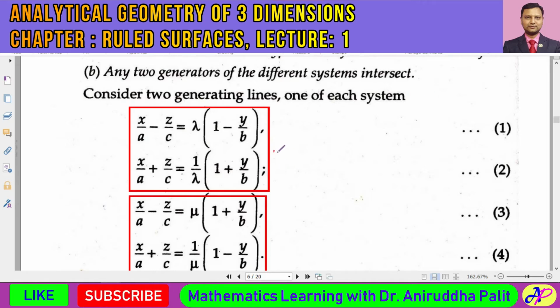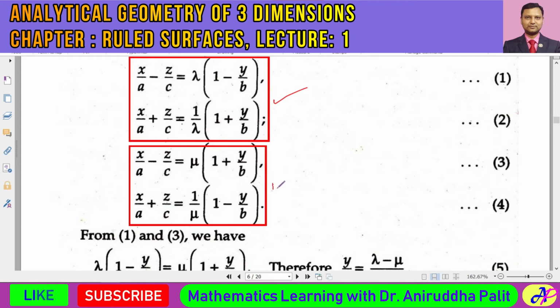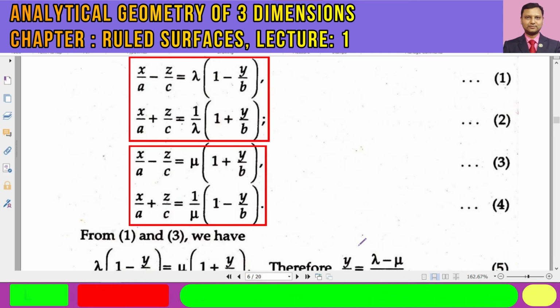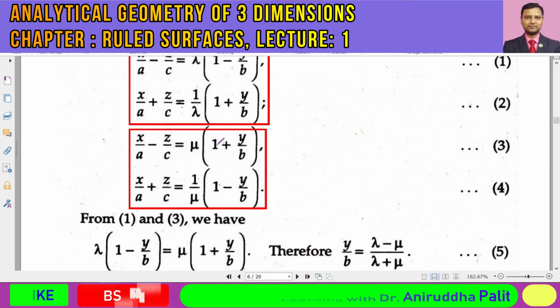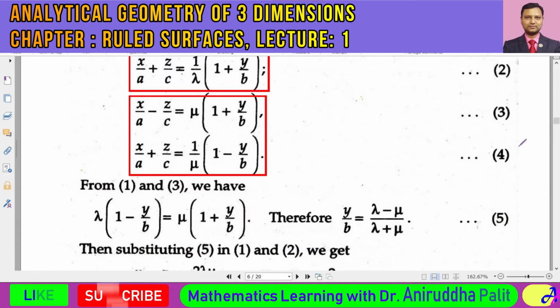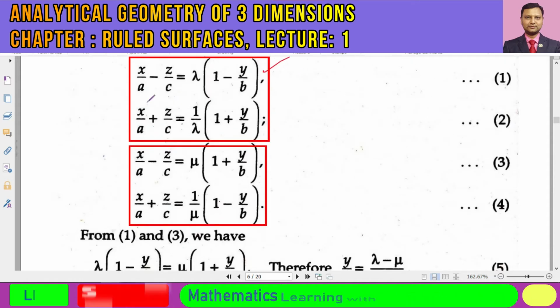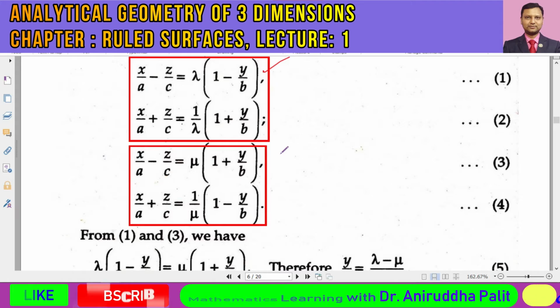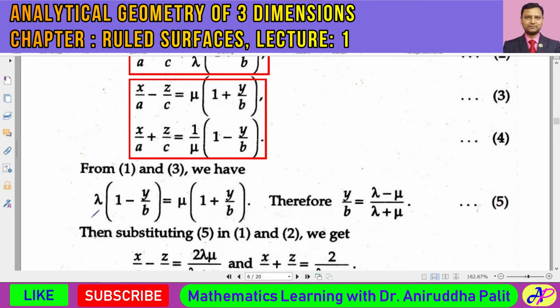So this is the lambda system of generator, and this is the mu system of generator. Now we are trying to solve these four equations and check whether there is any such point of intersection or not. From equation number 1 and equation number 3, if we compare these two results, on the left hand side we actually have x by a minus z by c in both. So the right hand side expressions must be equal to each other.